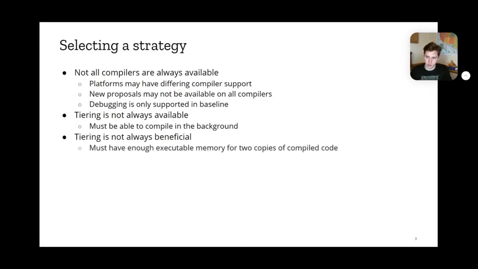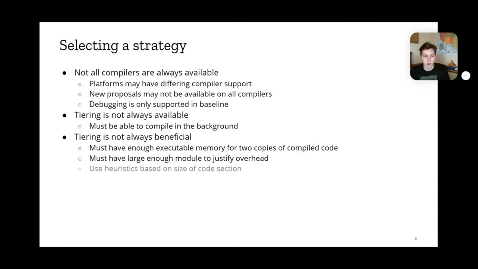The first is entirely 32-bit architecture specific, where we can be limited in the amount of executable memory we have. But we need to estimate: do we have enough executable memory to contain two copies of this compiled module? Because if not, then we should avoid tiering, otherwise we're at risk of an OOM. Now, in addition to that, we also want to be compiling a module that's large enough to actually justify the overhead of tiering. Because otherwise, if it's small enough, we might as well just run it through the optimizing tier and avoid the hassle. Both of those things we don't really know up front, so we have to rely on heuristics. And the heuristics are primarily based off the size of the code section.